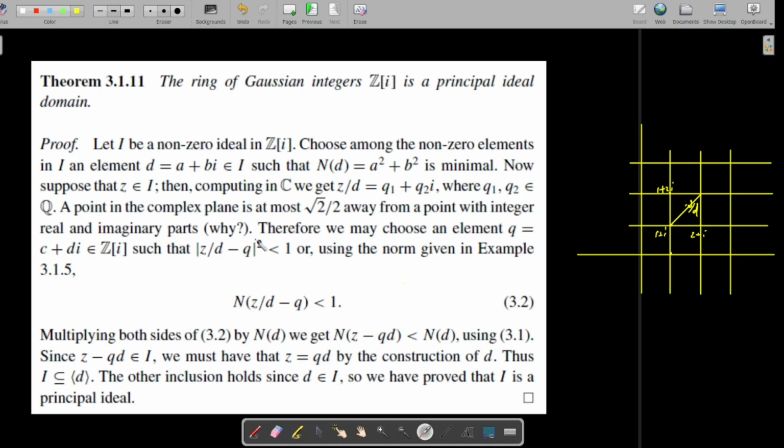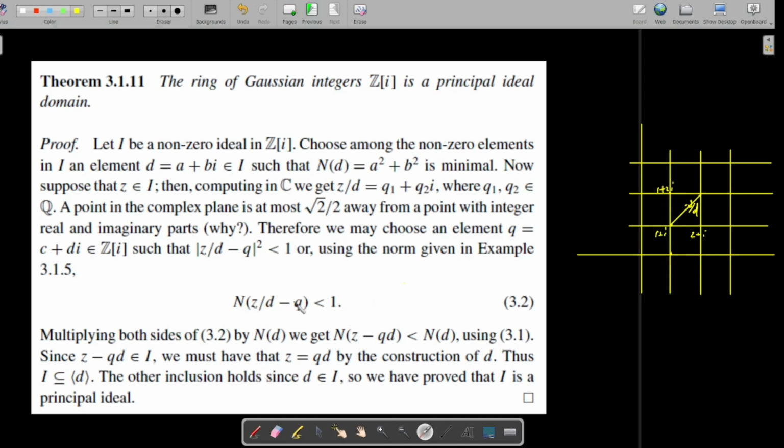Therefore, you may choose an element q equal to c plus di belonging to Z[i] such that the modulus of z by d minus q, whole squared, is less than 1. That is, the distance between this z by d and this particular q is less than 1. Or using the norm, you may write this as the norm of z by d minus q is less than 1, because the norm of an element means the modulus of the element squared. So you can choose an element in Z[i] such that the norm of z by d minus q is less than 1.